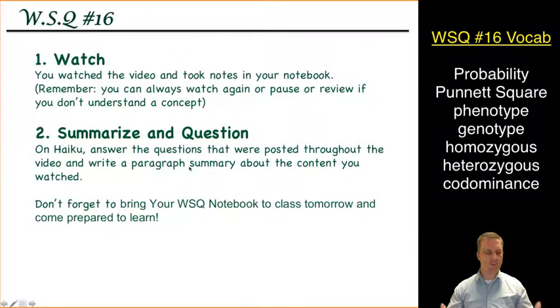So that's just a quick introduction, or a little bit more information, into Punnett squares and probability and codominance. Hopefully you have a good grasp of genotypes and phenotypes and things like that. And we're going to keep moving on and keep learning about genetics.